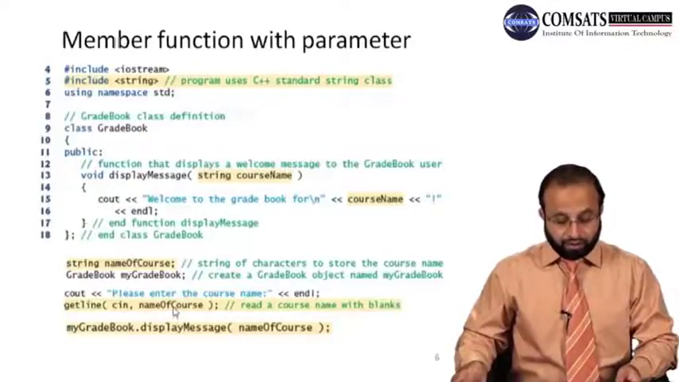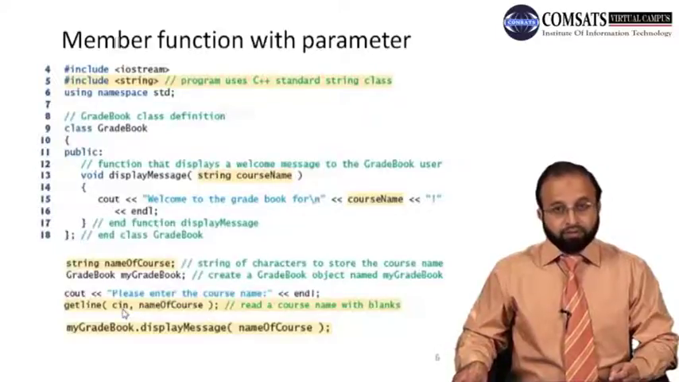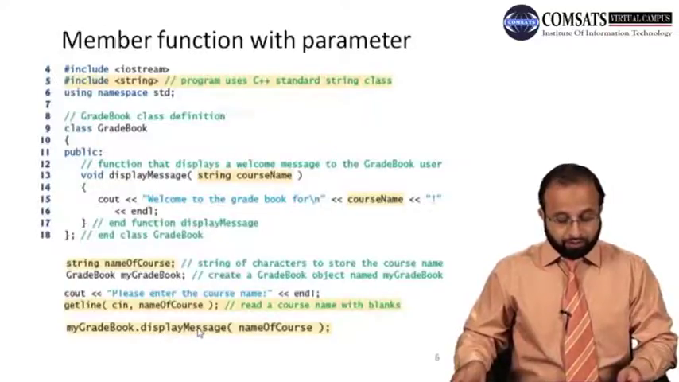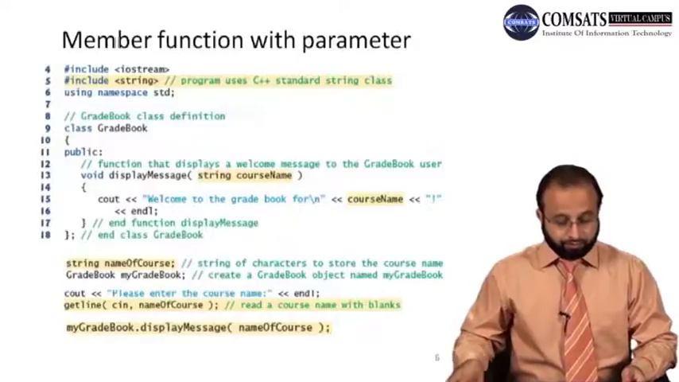So here, whatever name the user entered before, the input, because getline is the input function. It reads from the standard input and writes it onto this string, name of course, right? And then you are passing this name of course to the display message function by calling it with the mygradebook object, right?